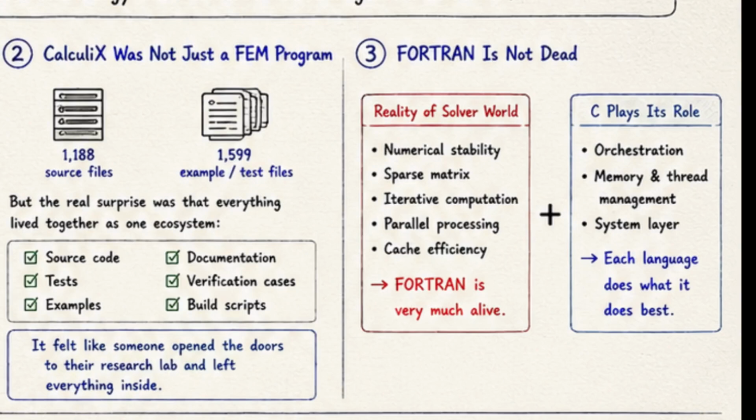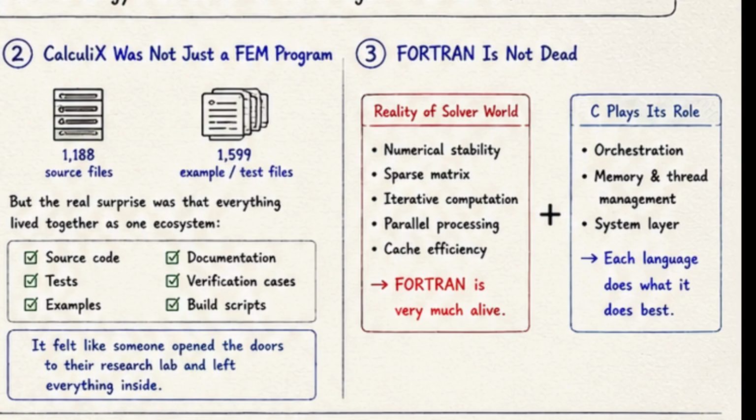Another surprise was FORTRAN. File after file, the old .f extension kept appearing. At first I wondered, FORTRAN? In 2026? But soon the reason became clear. Numerical stability. Sparse matrix operations. Iterative computation. Parallel processing. Cache efficiency. The solver world values different things. And in that world, FORTRAN is still very much alive.